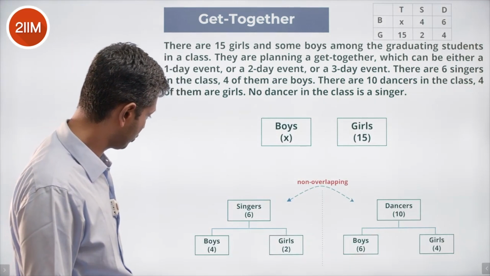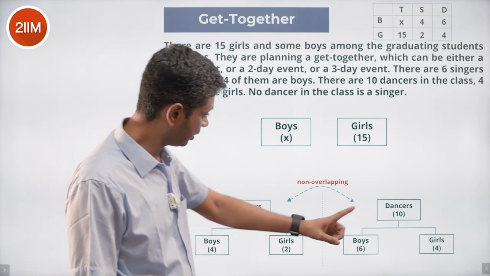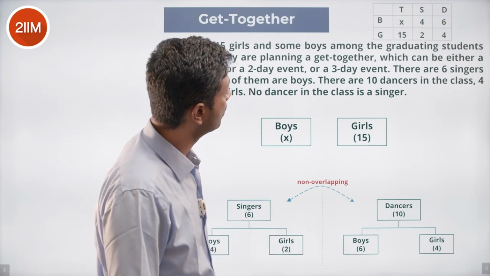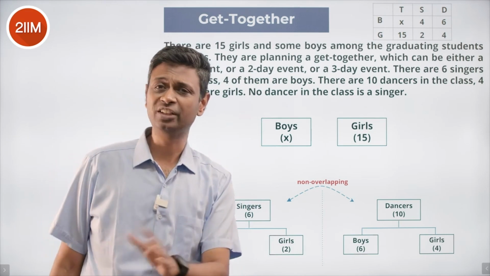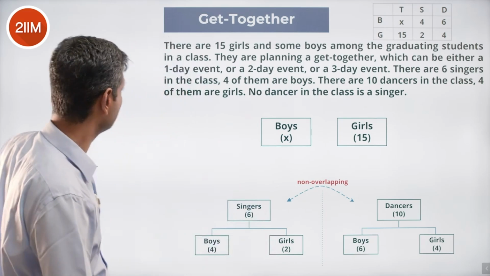Boys and girls we don't know. Singers, there are 4 boys and 2 girls. Dancers, there are 6 and 4. We don't know how many boys are there totally. We just captured the data, nothing more. There are many more layers to this. Let's attack this.